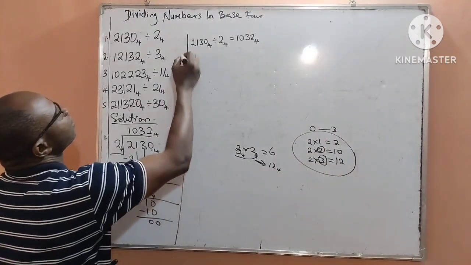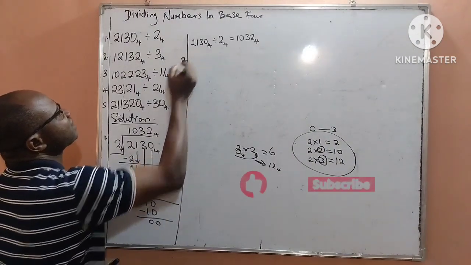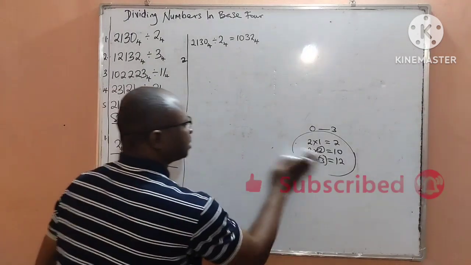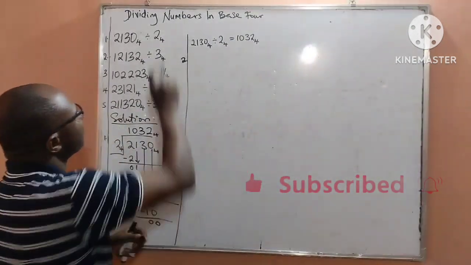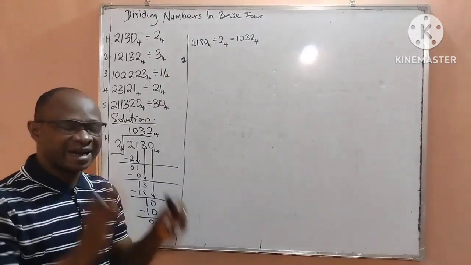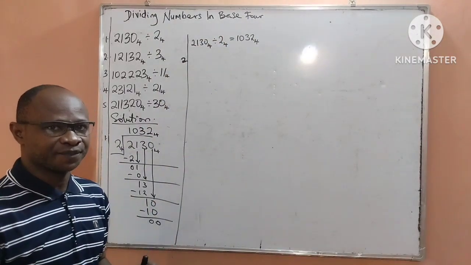We'll have to take another one. Okay? If the first is not clear to you, listen to the second one: dividing numbers in base 4 directly using the same base 4.